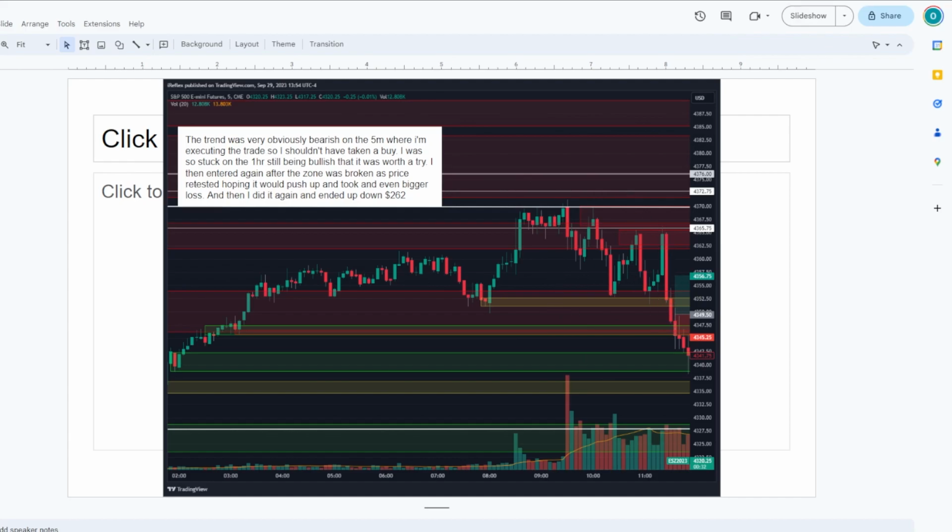Even with all the evidence, even at this point seeing the change of character happen, the break of structure happen, structure was taken out, new supply was being created, supply is being respected, even seeing all of this evidence that I'm on the wrong side of the trade, what did I do? We pushed, we ran my zone, we pushed into this zone that was below. Of course, we get a bounce at this zone that's below because why?